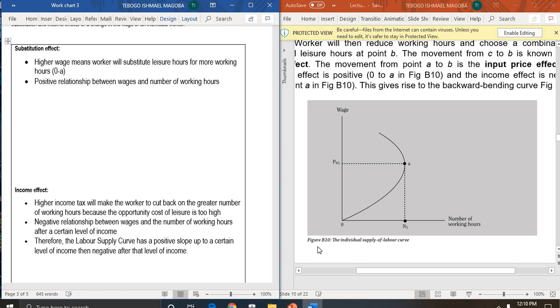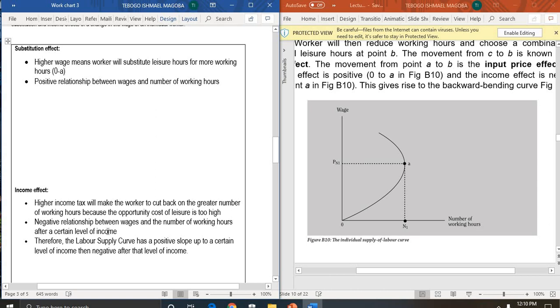You see, it's no more increasing. Because if there was no income effect, this graph would just go straight up. Meaning the more wage they would earn, to millions and millions of pounds, whatever it is, they will still increase their number of working hours. But that's not true. They will start to want to spend their money, go on a holiday, shopping, whatever it is. So we say that the worker will cut back on a greater number of working hours because the opportunity cost of leisure is too high.